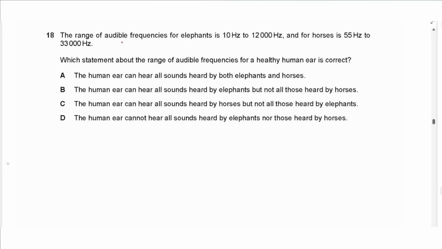Question 18 says, the range of audible frequencies for elephants is 10 Hz to 12,000 Hz, and for horses is 55 Hz to 33,000 Hz. Which statement about the range of audible frequencies for a healthy human ear, which is from 20 Hz to 20,000 Hz? The human ear can hear all sounds heard by both elephants and horses. No, 10 is less and 33,000 is more, so no. The human ear can hear all sounds heard by elephants. No. The human ear can hear all sounds heard by horses. No. Human ear cannot hear all sounds heard by elephants nor horses. Yes. So the answer is D.